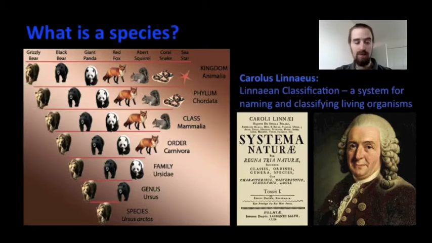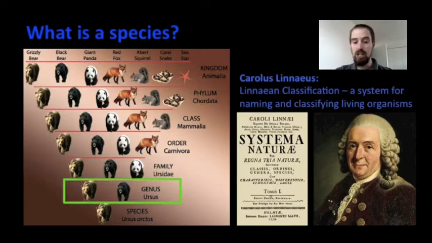Class is the next level, and in this figure we're looking at the class Mammalia, all the chordates that are mammals, warm-blooded and with fur. So that includes all these animals, but not the snake, which would belong to the class Reptilia. Next is order. In this case, Carnivora. All the mammals that are carnivores, which includes all these animals but not the squirrel. Then we have the family Ursidae, all the bear-like organisms. These three, but not the fox.